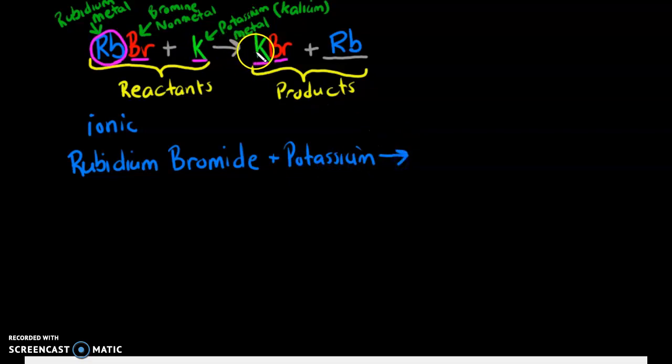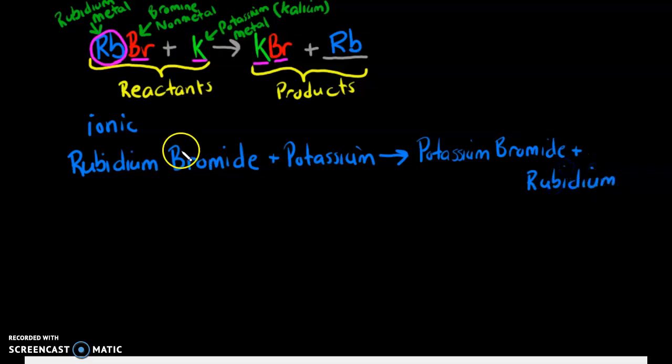gives me potassium is a metal, bromine is a non-metal, so I have another ionic compound here. So ionic, I don't have to worry about the numbers for the naming because I don't use the prefixes. I leave the first element, potassium, and Br again is bromide, plus rubidium. Let me draw this down here so I have a little bit more room. So rubidium bromide plus potassium gives me potassium bromide plus rubidium.